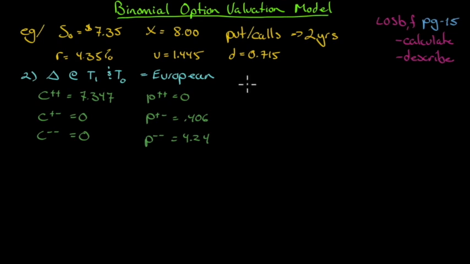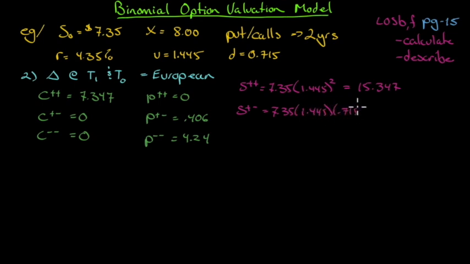Plus, we're also going to need S++, which is going to be 7.35 times 1.445 squared. That'll give us 15.347. We're going to need S plus minus, which is 7.35 times 1.445 times 0.715. That'll give us 7.594. And S minus minus, 7.35 times 0.715 squared gives us 3.758. There we go. So now we're ready to go.